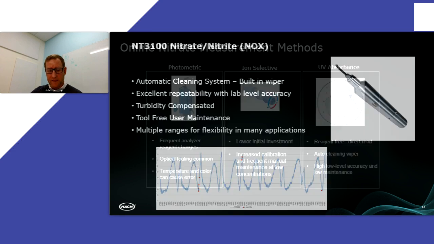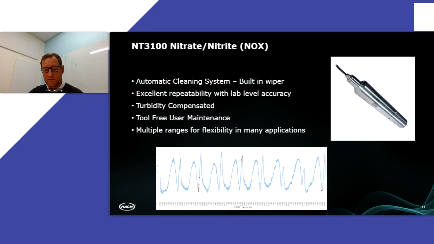And so with the NT3100, this sensor reads NOx optically, so NOx, so nitrite plus nitrate. It doesn't speciate those two, but it will give you a great idea of the nitrate and nitrite present combined in a NOx measurement, where you can use that combined with the ammonia analyzer NH6000, and get a really good picture of what your total nitrogen is and your total inorganic nitrogen.